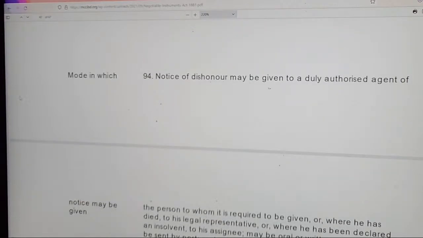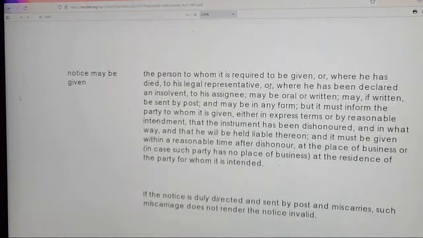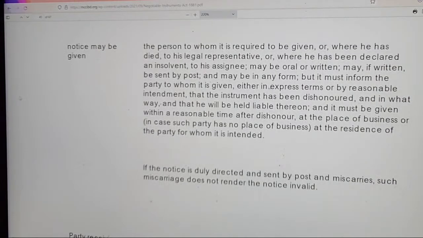Mode in which notice is given. 94. Notice of dishonor may be given to a duly authorized agent of the person to whom it is required to be given, or where he has died, to his legal representative, or where he has been declared an insolvent, to his assignee.